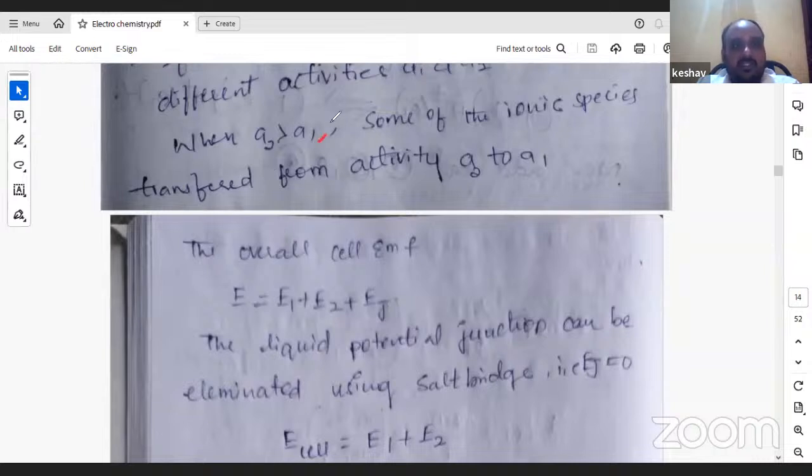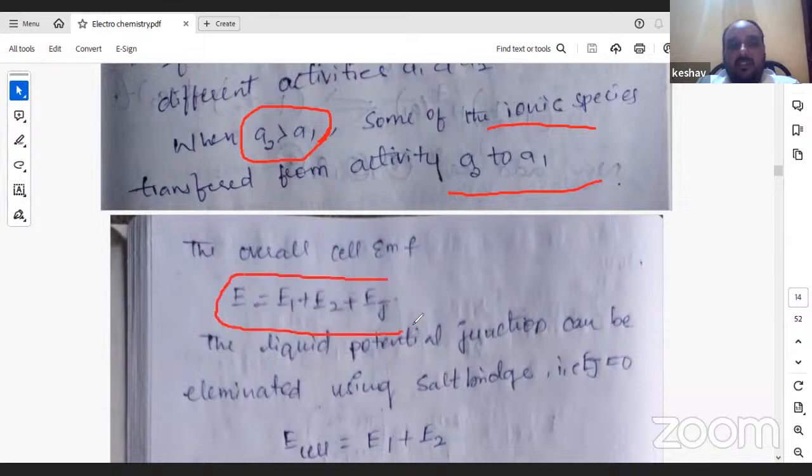So what is that condition? A2 is greater than A1. We are going to assume that A2 has more activity compared to A1. Some of the ionic species is transferred from activity A2 to activity A1, from higher activity to lower activity. At that time, the overall cell EMF can be considered as E1 plus E2 plus EJ.